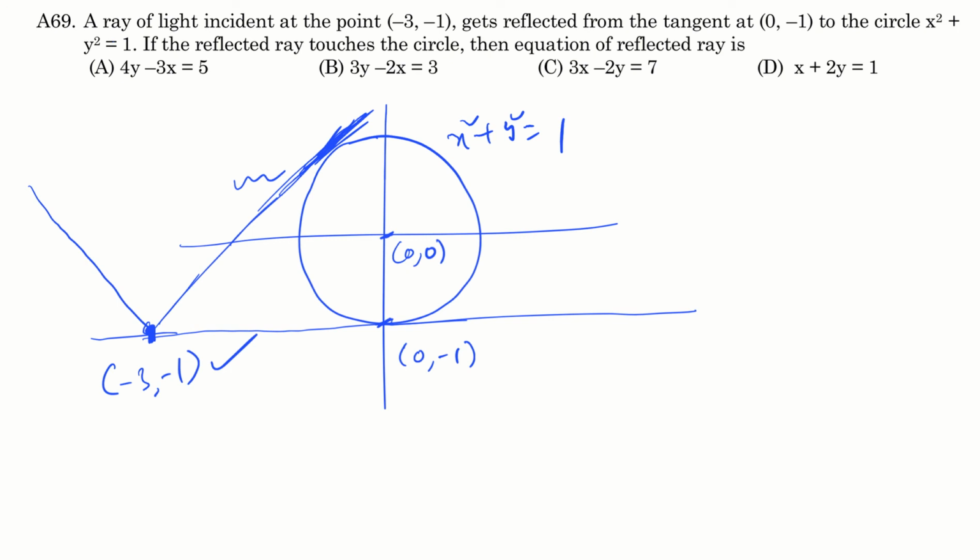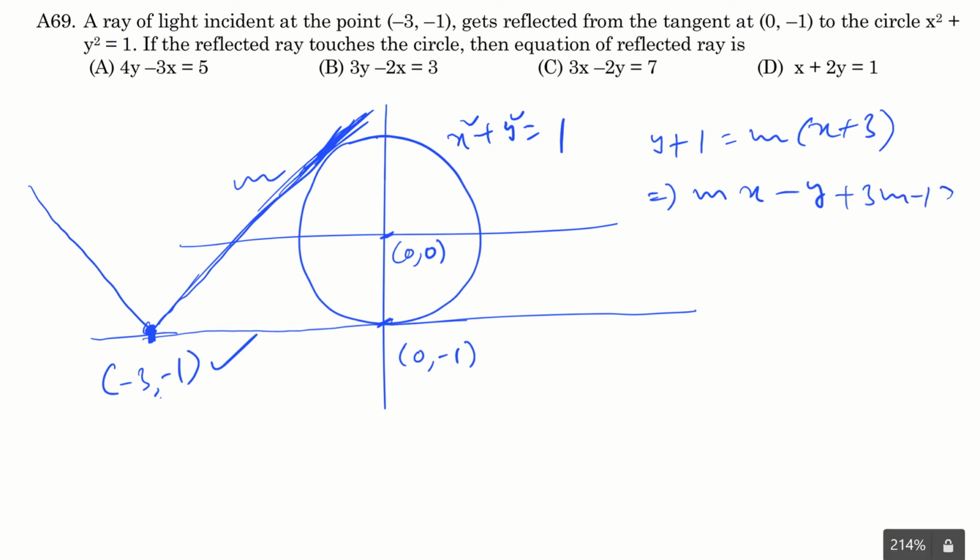Okay. So any line passing through this point is of the form y minus y1 is equal to m into x minus x1, assuming it has slope. Observe that obviously our required tangent has slope. Now this implies this is of the form mx minus y plus 3m minus 1 equal to 0. Now you have to find m such that it is a tangent to the circle. The condition is distance from center to the line is equal to radius.